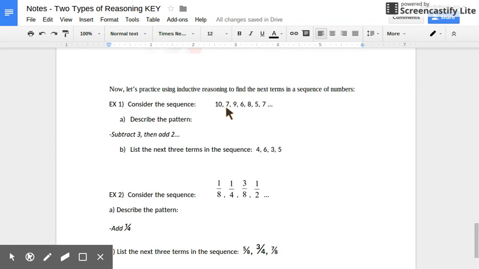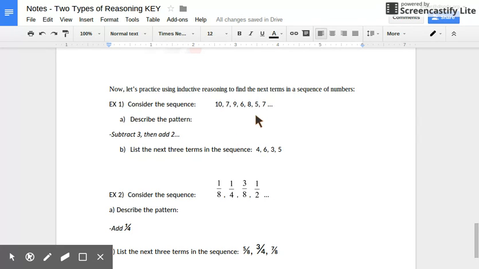Well, if I go from 10 to 7, I'm subtracting 3. From 7 to 9, I'm adding 2. From 9 to 6, I'm subtracting 3. From 6 to 8, I'm adding 2. 8 to 5, I'm subtracting 3. 5 to 7, I'm adding 2. It seems like the pattern is subtract 3 for the next term, then add 2 for the following term.